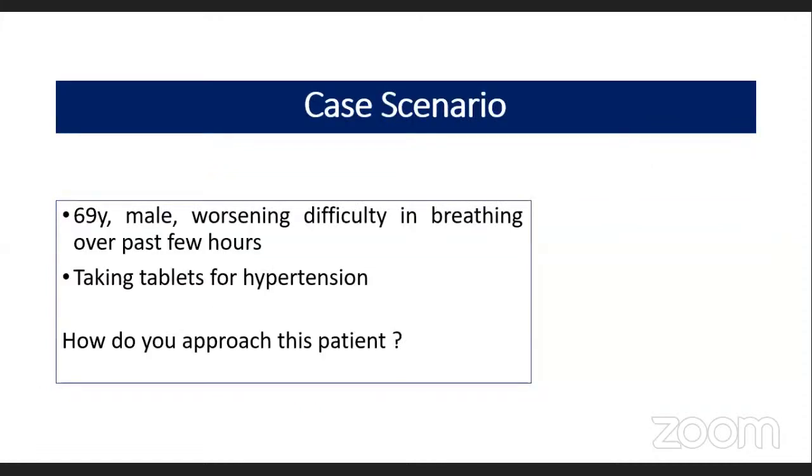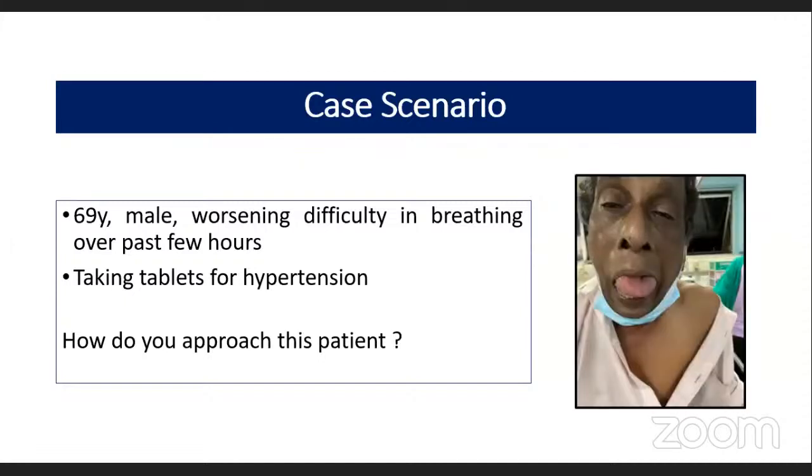You have a 69-year-old male who is coming with worsening difficulty in breathing for the last few hours. Apart from that, he is taking tablets for hypertension. That is the only history, the short focused history we can get from the patient. My first question is, how do you approach this patient?